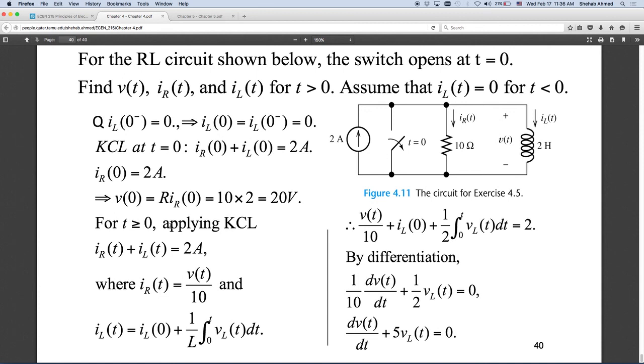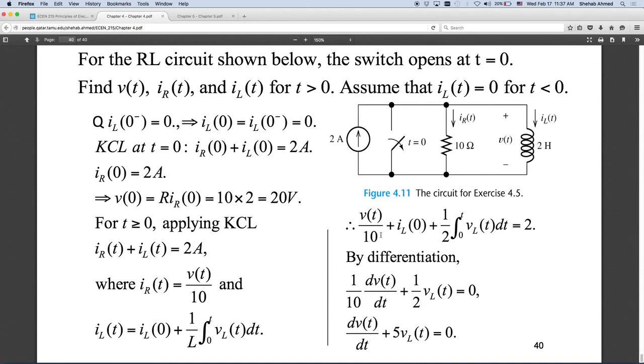As soon as we close the switch, for t greater than 0, we apply Kirchhoff current law. Kirchhoff current law at this node says that the 2 amps coming in is equal to IR plus IL. So IR plus IL is equal to 2 amps. IR is equal to the voltage divided by 10 ohms. IL, again, look at the relationship between voltage and current: VL is equal to L di by dt. So the current is equal to 1 over L integration of the voltage plus the initial condition. Initial condition happens to be 0, right? So IL of t is equal to this.